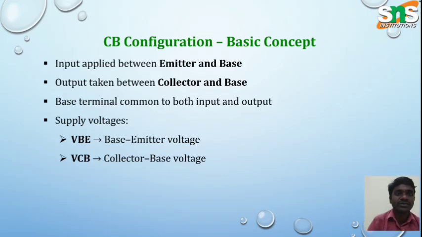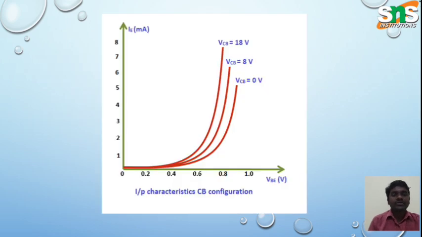Input is applied in between the emitter and base, and output is taken between the collector and base. The base terminal is common to both input and output, as we have already discussed. The supply voltages are VBE and VCB, that is the base to emitter voltage and the collector to base voltage. There are two types of characteristics: input characteristics and output characteristics.